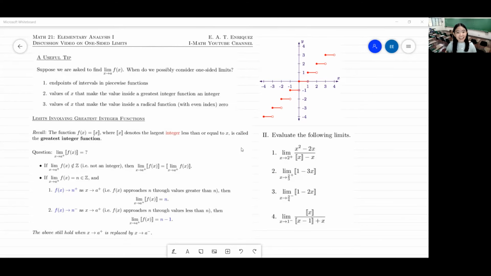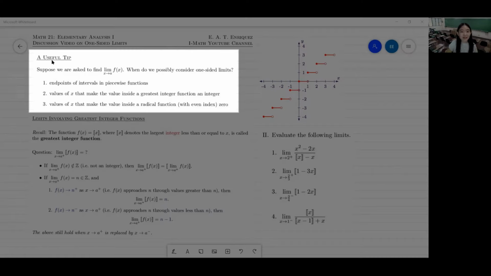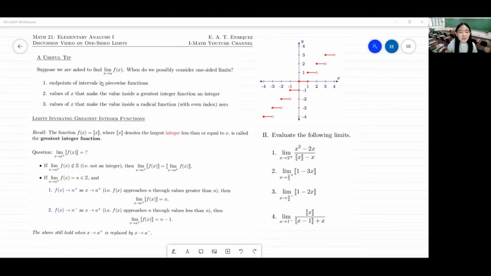This is still Erica Enriquez and we proceed to part 2. In part 1, you have seen this useful tip, alright? And there we applied this tip for piecewise functions. For the second part, we will be tackling greatest integer functions.